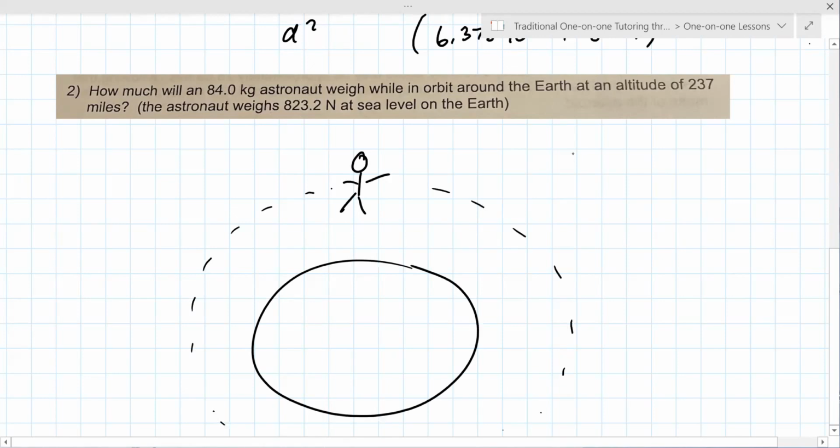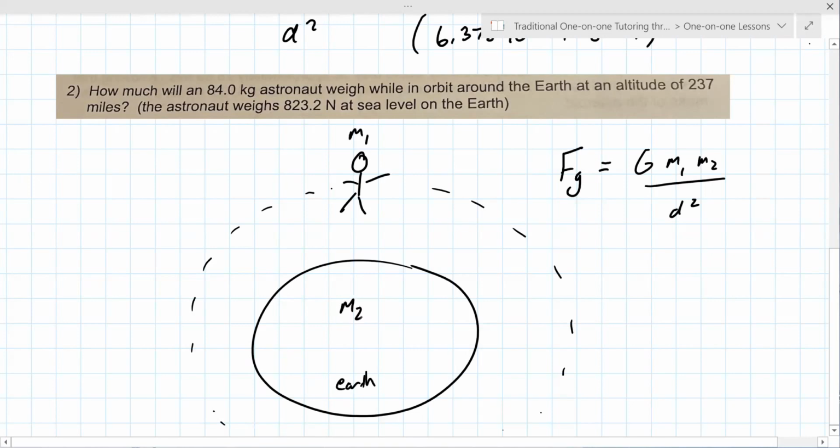So this formula we've been talking about, G m1 m2 over d squared, you have to decide which one is 1 and which one is 2. Now you could use a convention like the bigger one is m1, the smaller one is m2. It doesn't really matter. It really doesn't. So which one do you want to call m1, the astronaut or the Earth? The astronaut. So the astronaut is m1 and the Earth is m2.